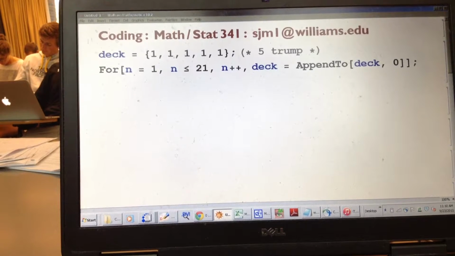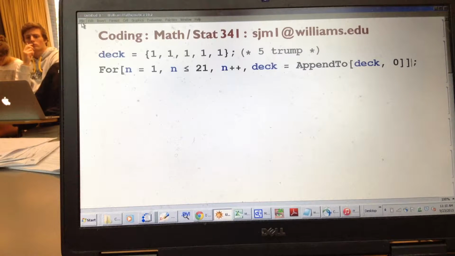Another way we could have done it is n could have gone from 6 to 26. It would be absolutely the same thing, and then that way we wouldn't have to worry about doing this difficult subtraction of 26 minus 5.